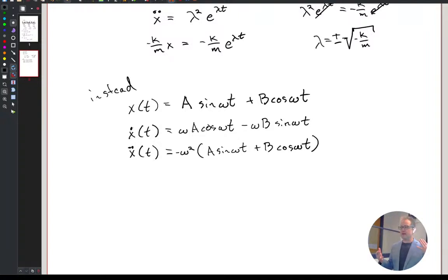So the main thing that we're seeing here is x of t is a sine plus b cosine. X double dot is negative omega squared, and this is x of t. That's the original x of t that we were trying to say.